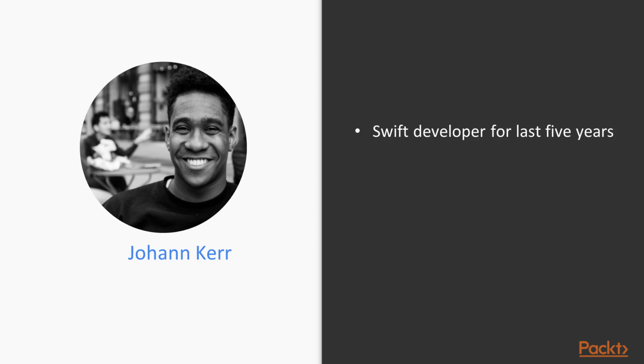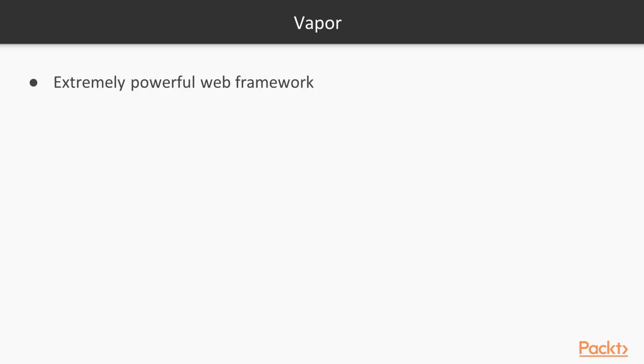I've been a Swift developer for the last 5 years, and I've been using Vapor for the last year since Vapor 2 was released. I've used Vapor to create backends for mobile applications. Vapor is an extremely powerful web framework that is written in the Swift language, and it makes creating web backends and web applications easy for Swift developers.